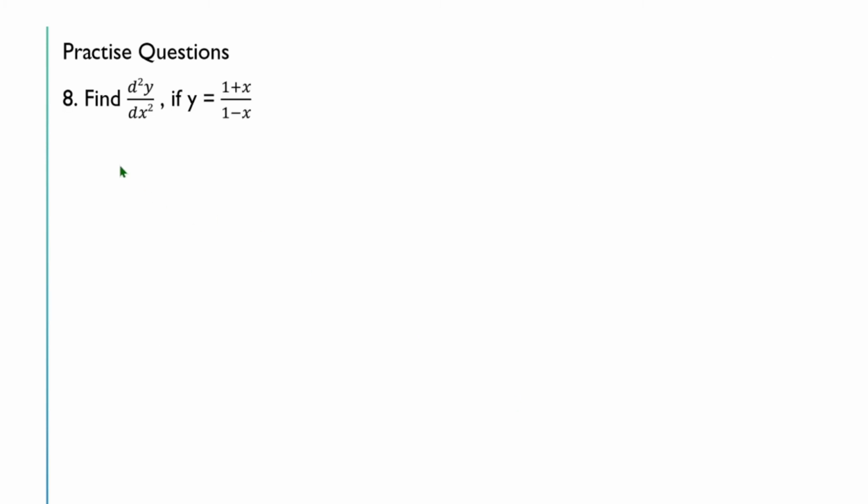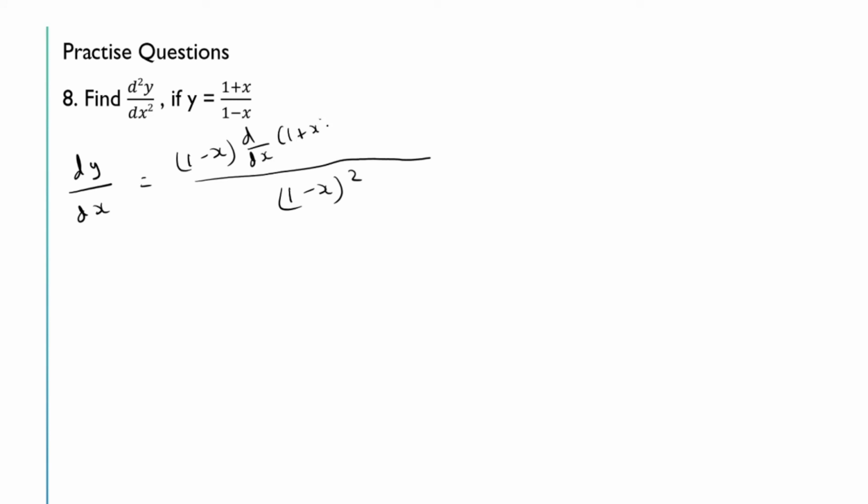Next question, find d square y by dx square if y is equal to (1 plus x) by (1 minus x). So again it is of the form u by v. So we have dy by dx is equal to (1 minus x) the whole square in the denominator. Here, 1 minus x into d by dx of the numerator, minus numerator into d by dx of the function in the denominator.